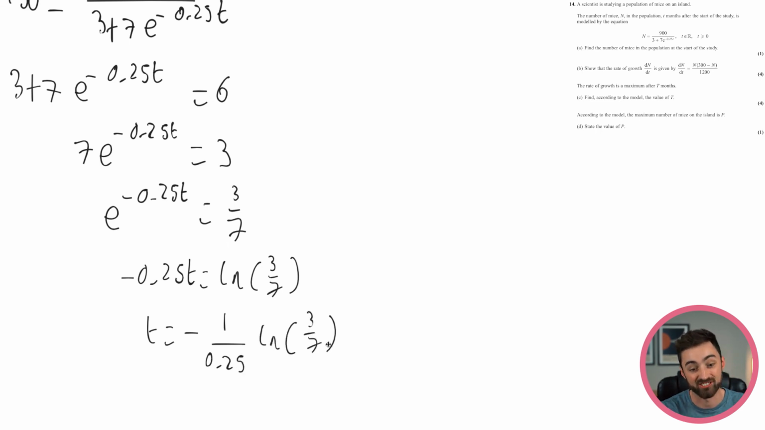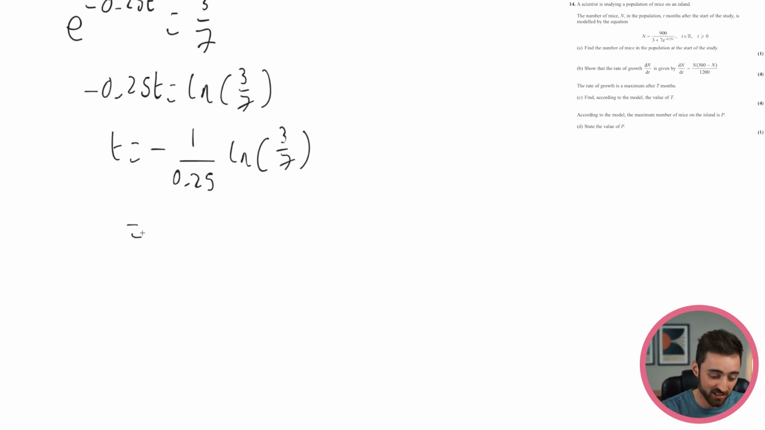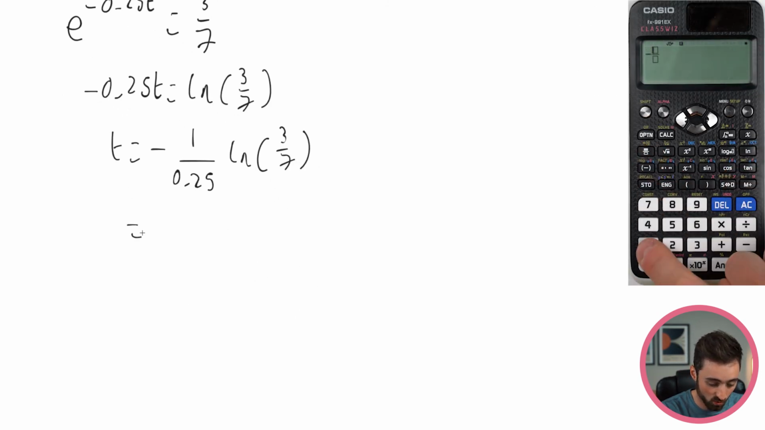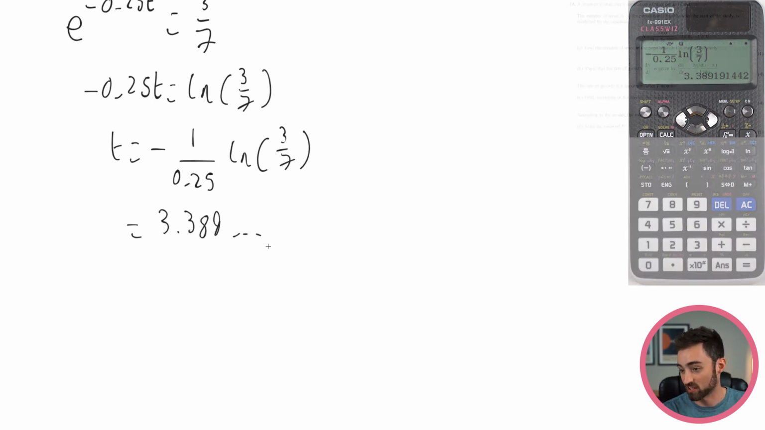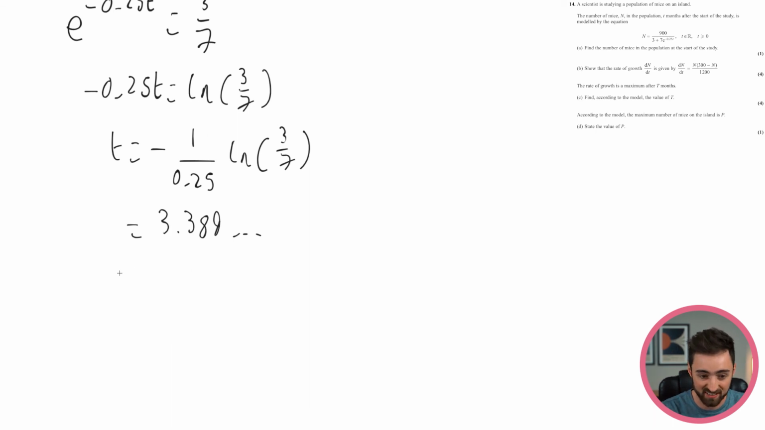Only go to the calculator right at the end. And that is going to get us what? Minus 1 over 0.25 times the natural log of 3 over 7. Which is going to get me about 3.389... find, according to the model, the value of t. So let's do that to two significant figures. So t is going to equal 3.39. Whew, pretty horrible.